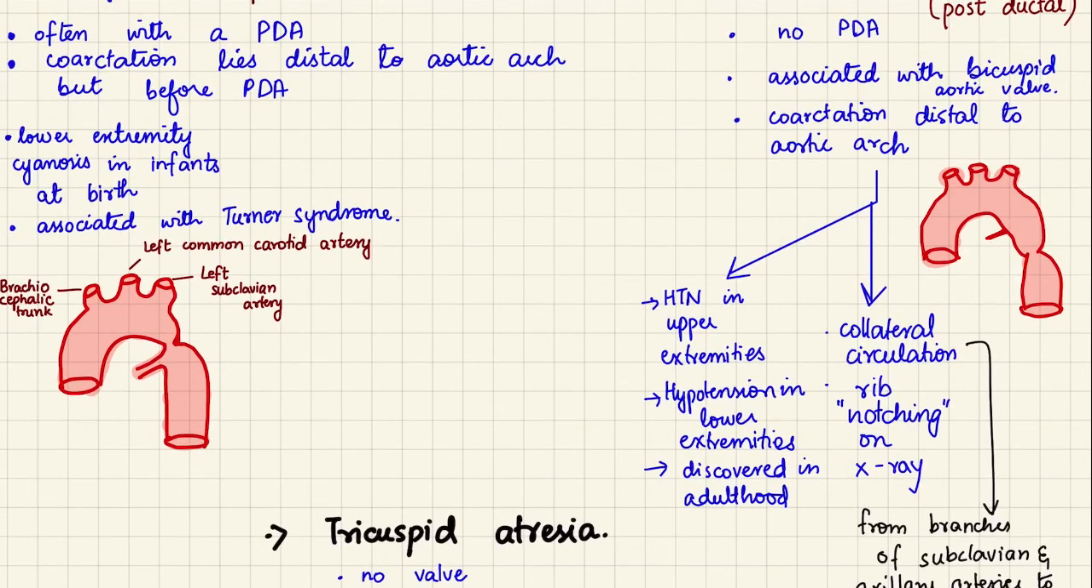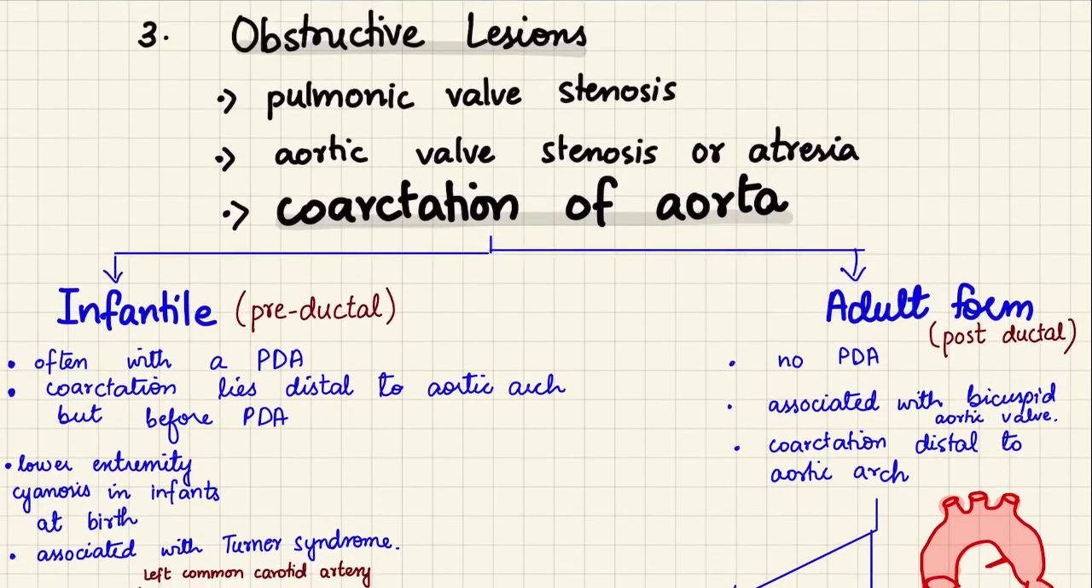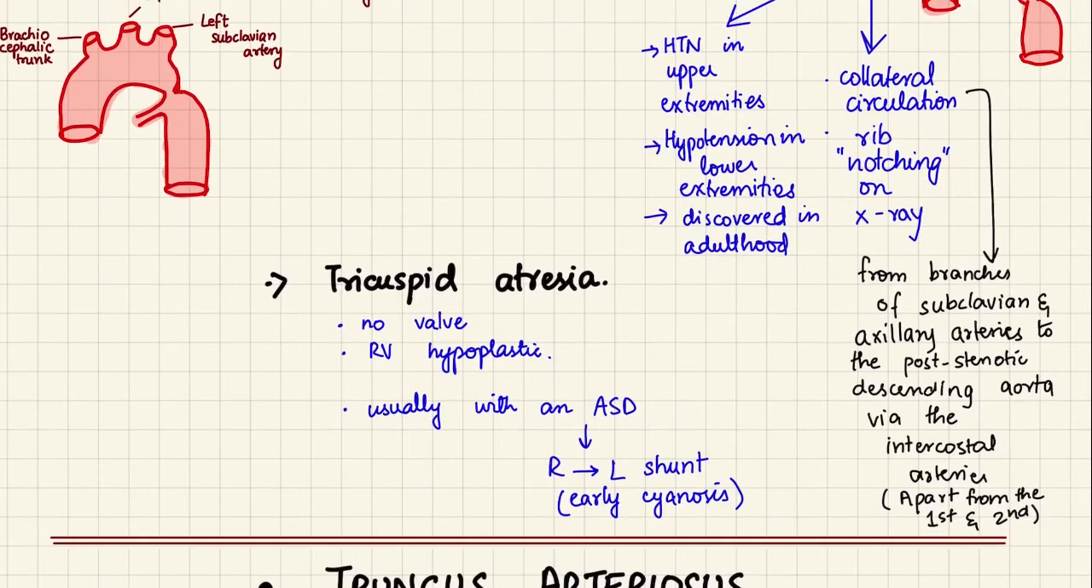Similarly, it is going to cause hypertension in the upper extremities and hypotension in the lower extremities. That's all about coarctation of aorta. Now, let's see tricuspid atresia. In this case, we have complete blockage of the tricuspid valve, and the right ventricle is hypoplastic.